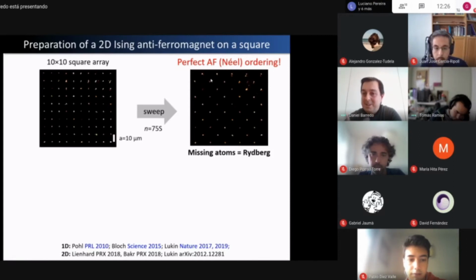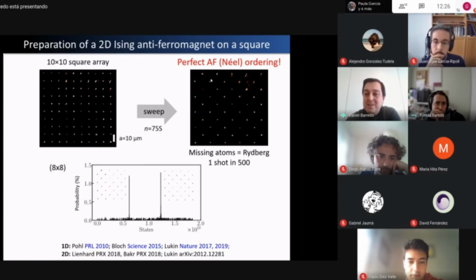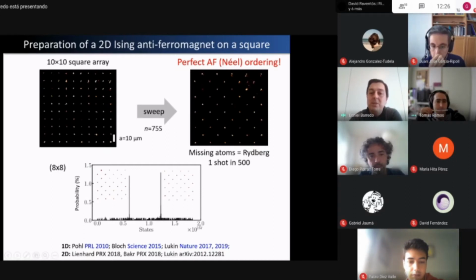This is very visual, because when you are performing the experiment, you can see the images live on the screen of the computer. But unfortunately, this does not happen very often: you see one such shot in every 500 or so. I cannot show you the state histogram for the 10 by 10, but I can show you the histogram for the 8 by 8, and you can see that out of the 10 to the 19 possible states, there are only 2 states coming out of the noise that correspond to these Néel configurations, the 2 antiferromagnetic ground states of the square lattice.